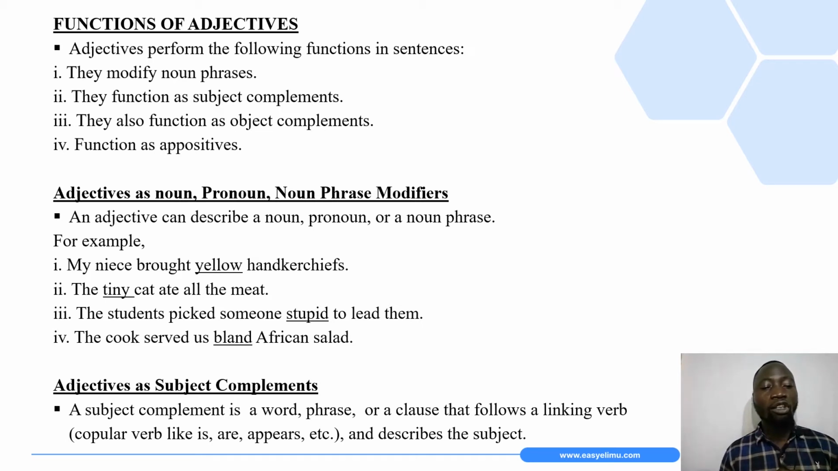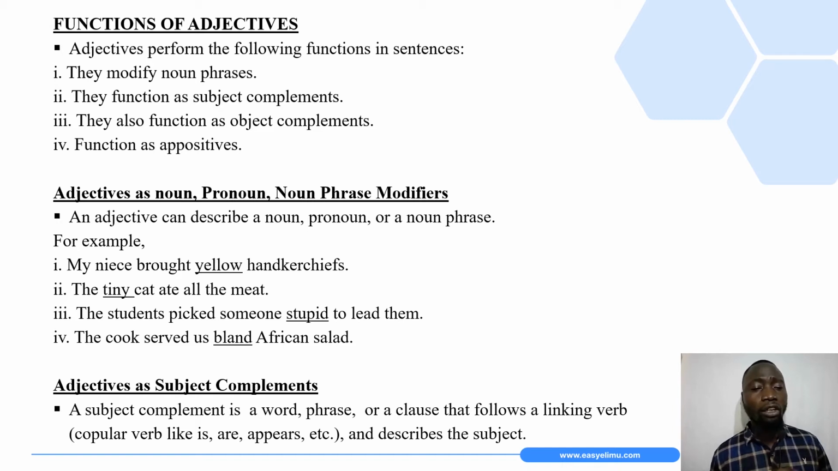There is also the second sentence, "The tiny cat ate all the meat." We have a tiny cat. There is also this example, "The students picked someone stupid to lead them." We also have the adjective stupid describing someone. Then in the last example, "The cook served us bland African salad." So we also have the adjective bland.